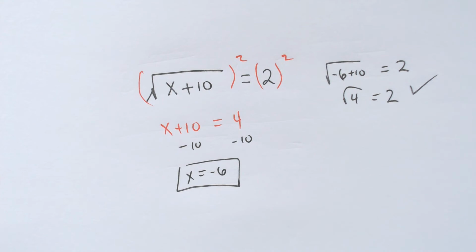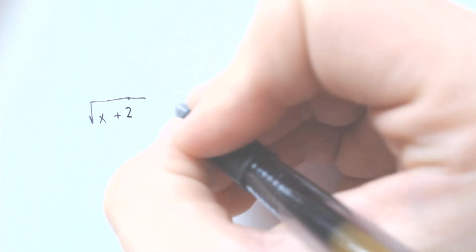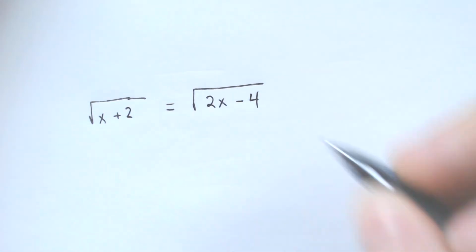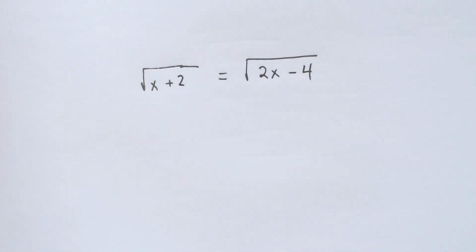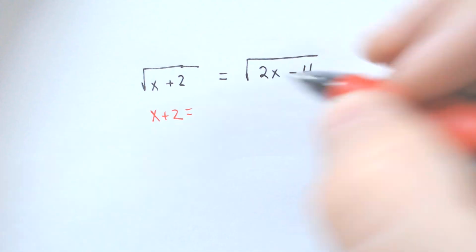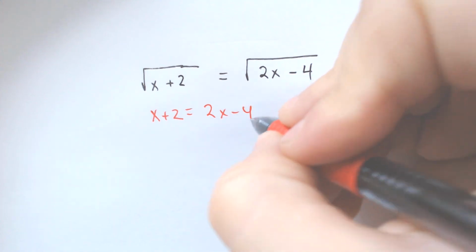All right? I got one more for you. This one looks like it's one of the hardest ones, but it's actually one of the easier ones. And that would be, what do you do when you get a square root on both sides of the equal sign? And the answer to that question is they go away. Technically, you could square both sides, but it's really just going to be x plus 2 equals 2x minus 4.